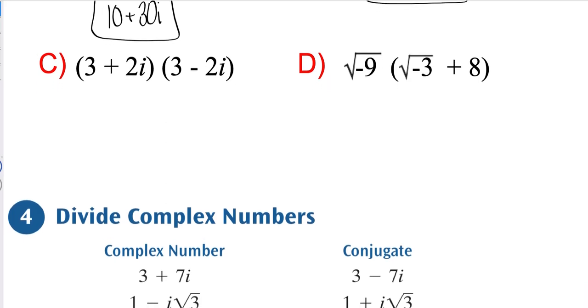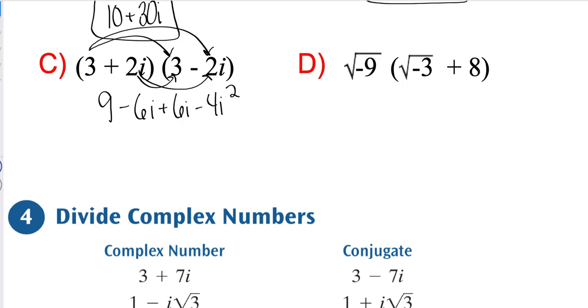Okay, so C, similar, we're just FOILing. So 3 times 3 is 9. 3 times the negative 2i is negative 6i. 2i times 3 is a positive 6i. And then 2i times negative 2i is negative 4i squared. Okay? i squared right here flips that, and then we add like terms. Those are going to cancel because they're opposites, so we have a 9 plus a 4. That's going to be a 13. Okay? And D.